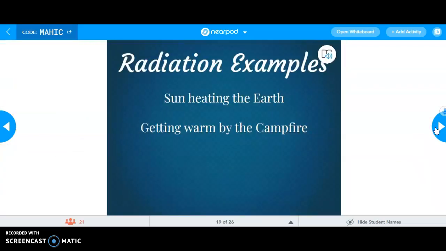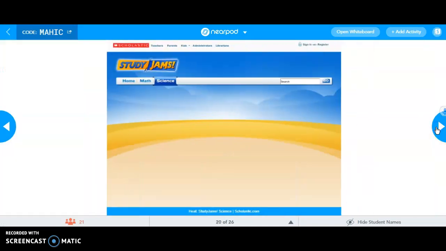Radiation examples, the two big ones: the sun, and sitting beside a campfire. Almost every time, 90% of the time, the questions that come from radiation are the sun and getting warm beside a campfire. All right, so we'll watch this Study Jams on heat. If you're at home, you need to watch this as well. We'll come back to this.